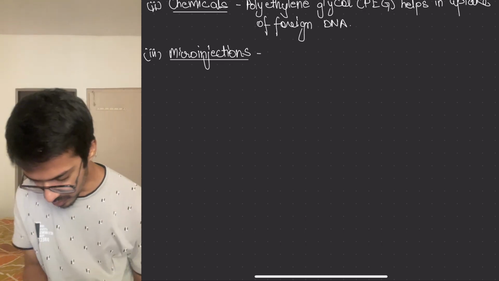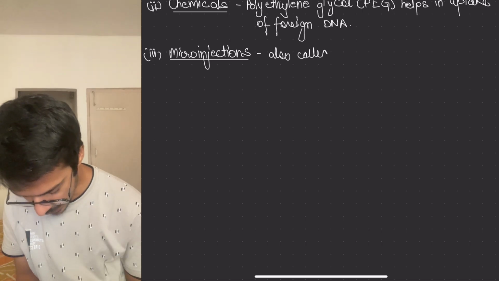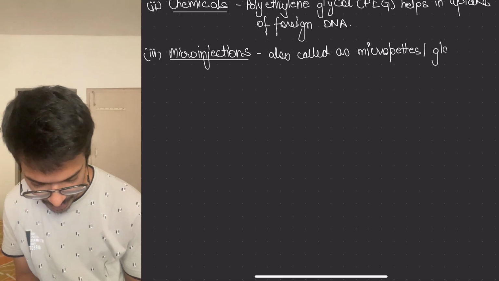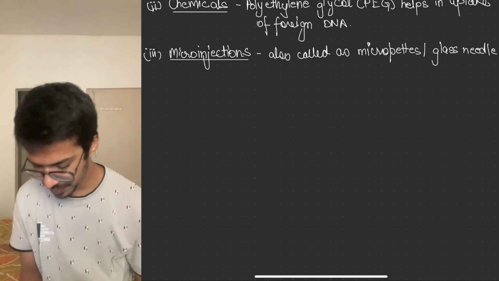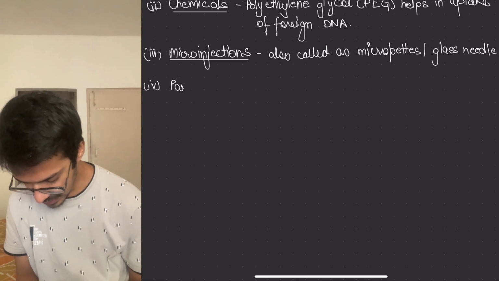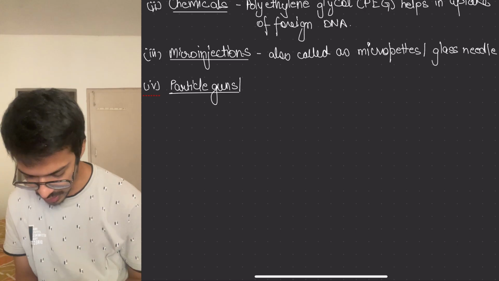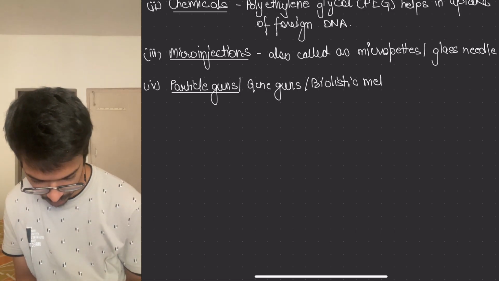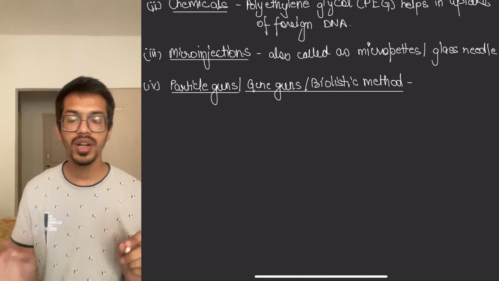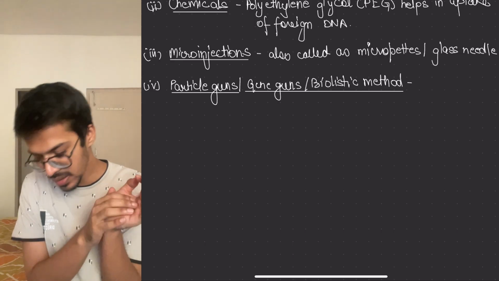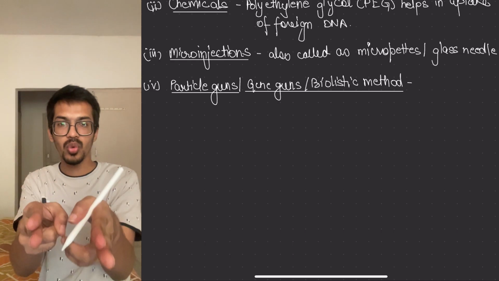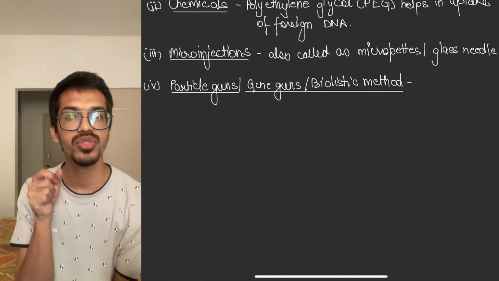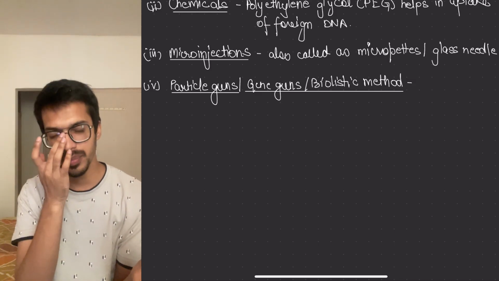We will use small needles or syringes or pipettes and directly put it inside the cell, like the way injections are put inside the body, whether it's a muscular injection or an intravenous injection, and then we directly inject the things. Same thing over there. Okay, so micro injection is also called as micropipette or glass needles, directly injecting the DNA inside the cell. Okay, then we have particle guns, which are also called gene guns and also called biolistic.